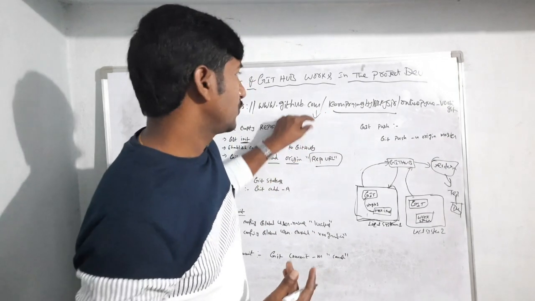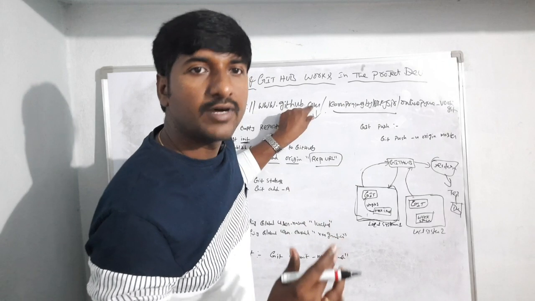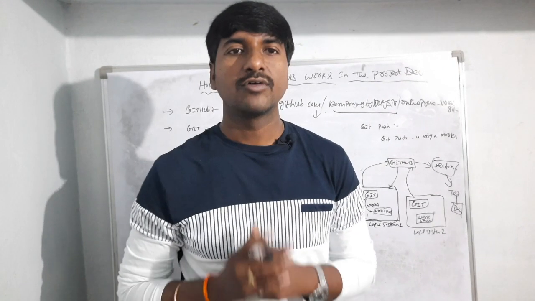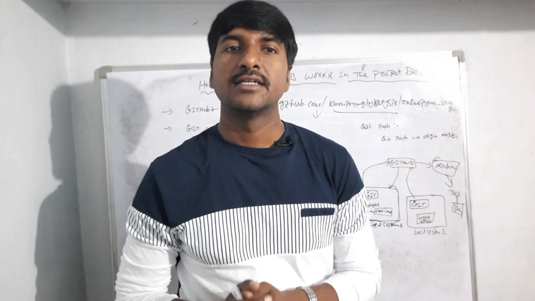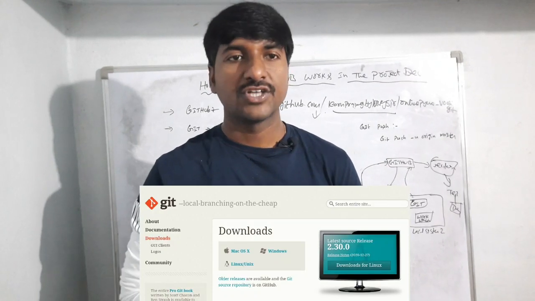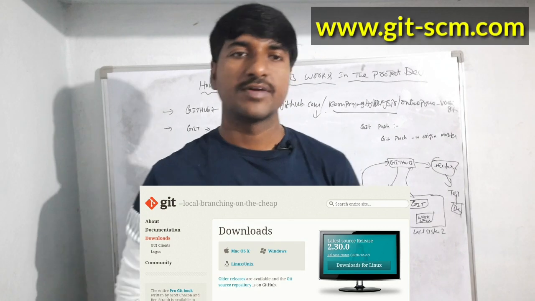First of all, you have to create one GitHub account. That is the first step. After that, you have to download and install Git software on your local system. To download Git software, you have to go to the official website.